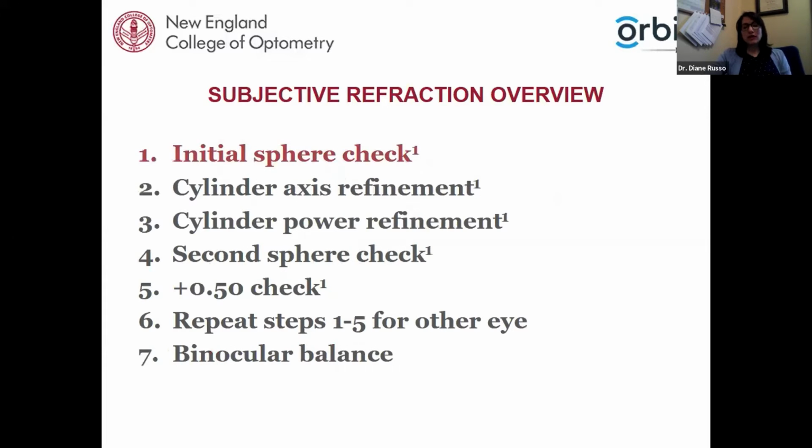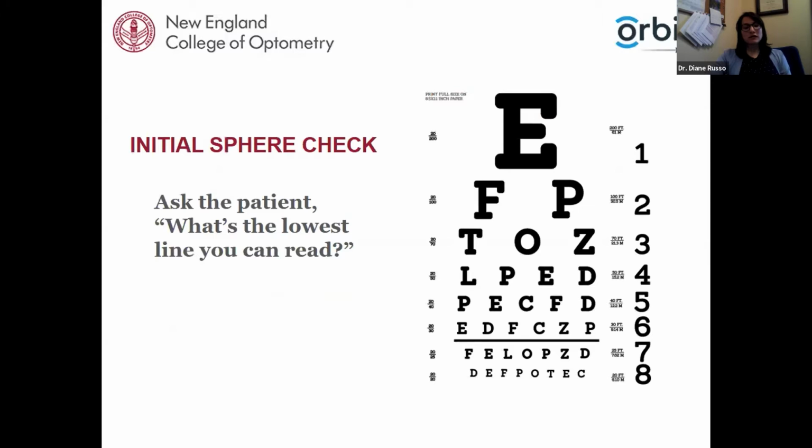So now we're moving into our first step of the subjective refraction, our initial sphere check. We'll show the patient the Snellen chart and ask the patient what's the lowest line you can read. Your directions for getting the initial acuity with the initial sphere check depend on the type of chart that you have. If you have one chart that you just put up on a wall, something like what's in the presentation here, you can ask what's the lowest line you can read.